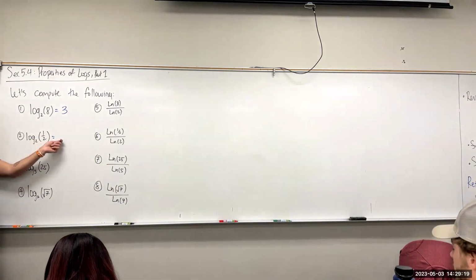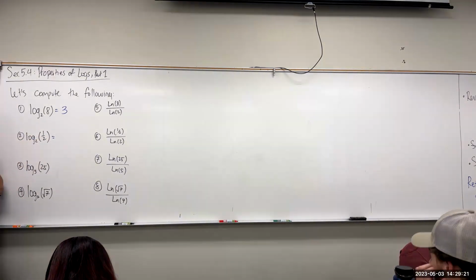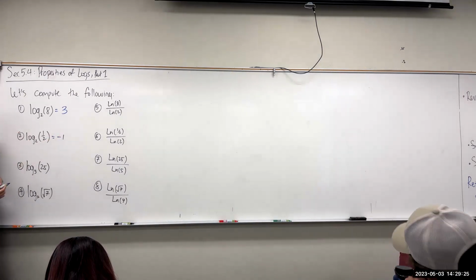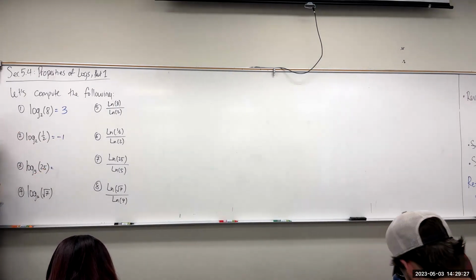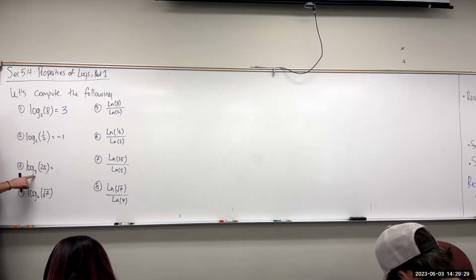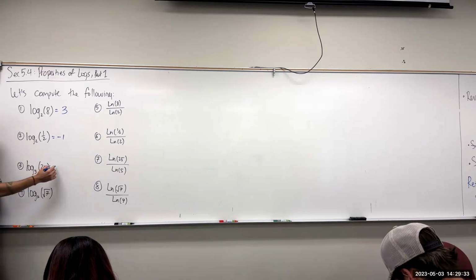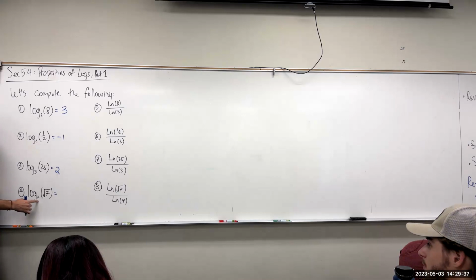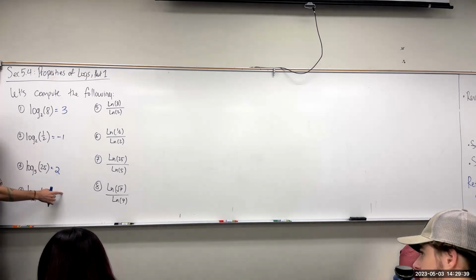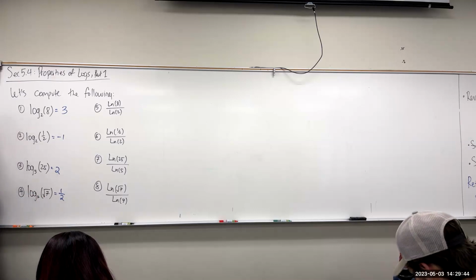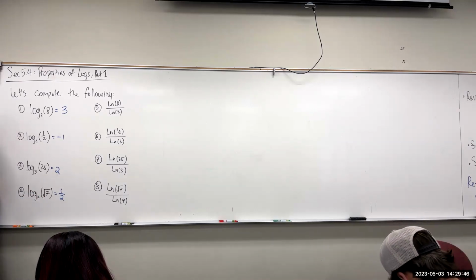2 to what power equals 1/2? -1 because of that reciprocal property. Now we have base 5. 5 to the power of what is 25? 2. And then this one's a little trickier. 7 to the power of 0.5 or 1/2 can be represented as square root of 7, right?